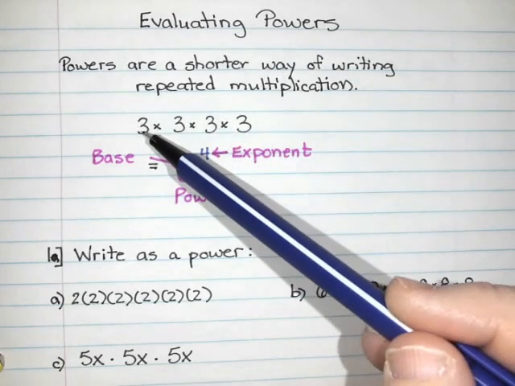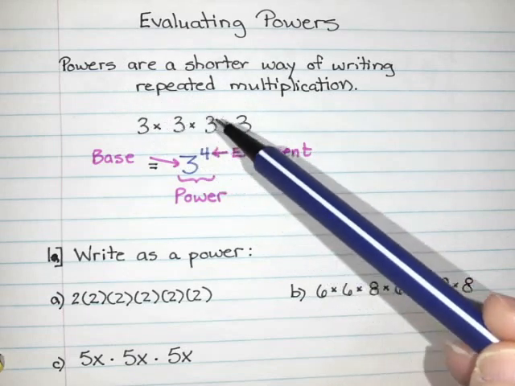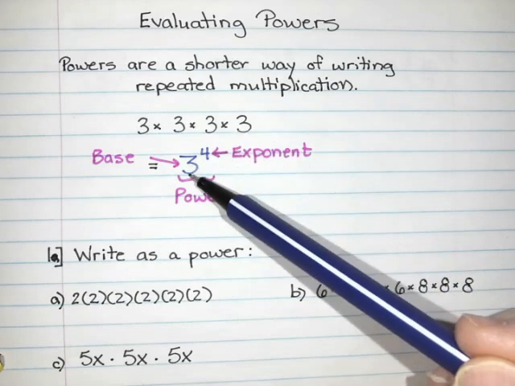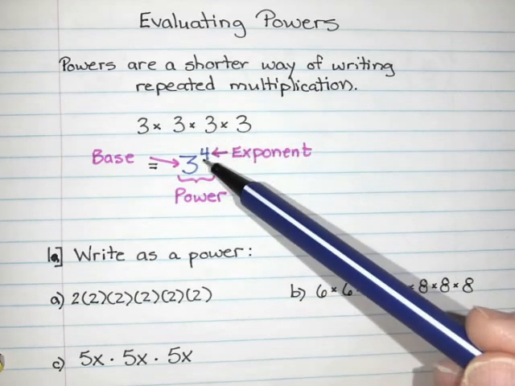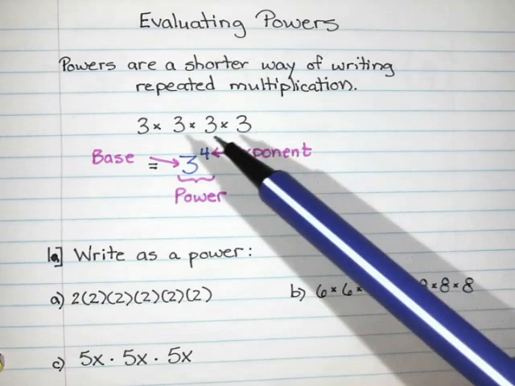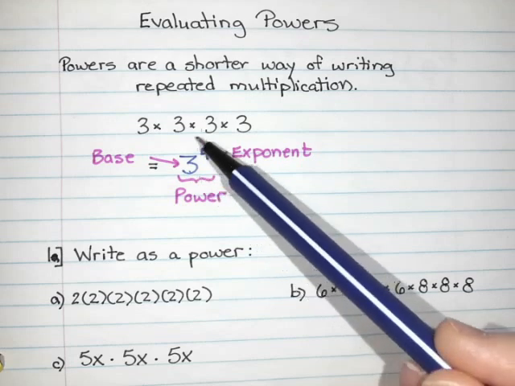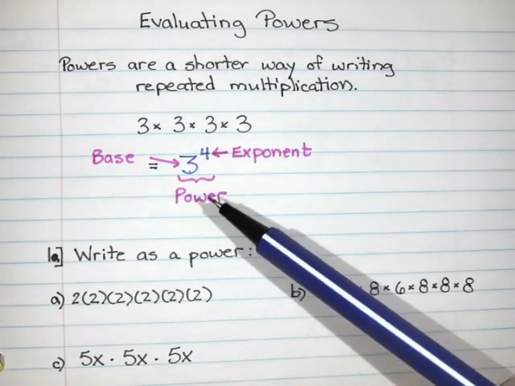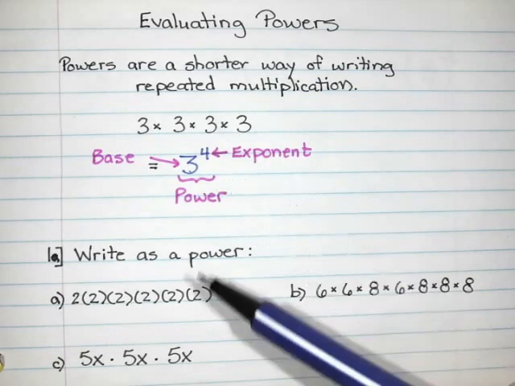So our example here is 3 times 3 times 3. There are 4 3's being multiplied together, so I would write that as 3 to the power of 4. The 4 is called the exponent. The 3 is called the base. And together, the 3 and the 4 are called a power. Anytime we talk about powers, we're talking about a base with an exponent on it.